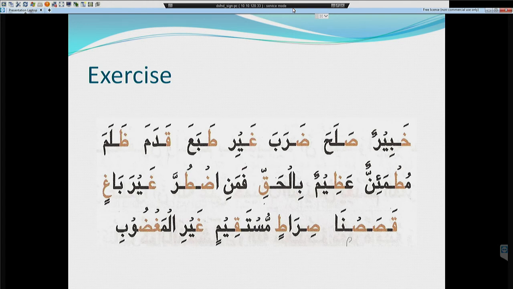Khabirun. No, it's not going to be khabirun. Not khabirun. It's khabirun. Salaha. Daraba. Ghayri. Taba'a. Qadama.